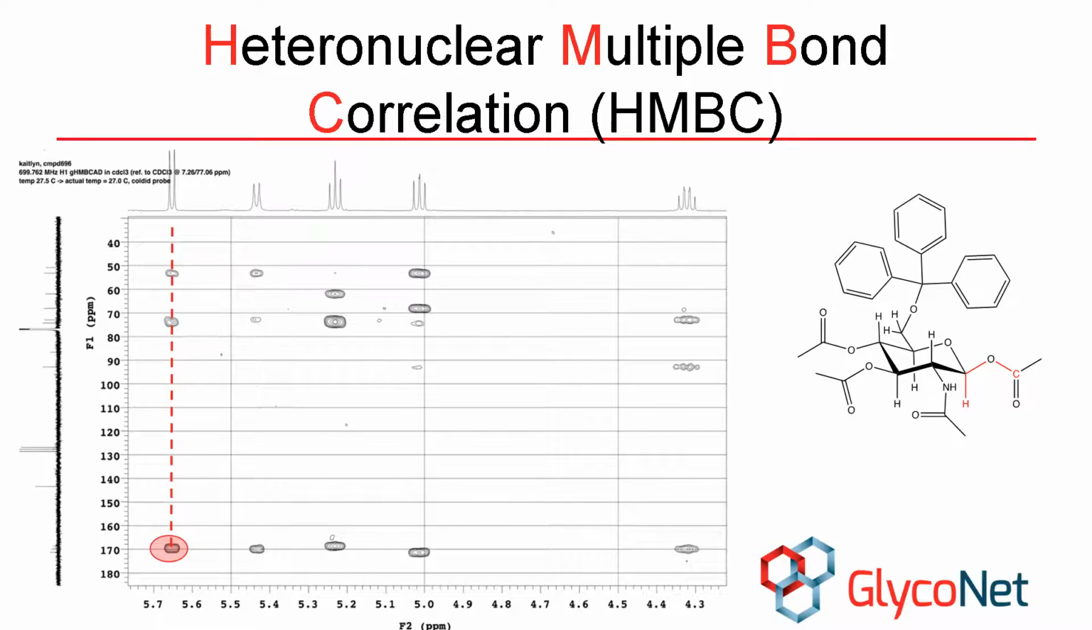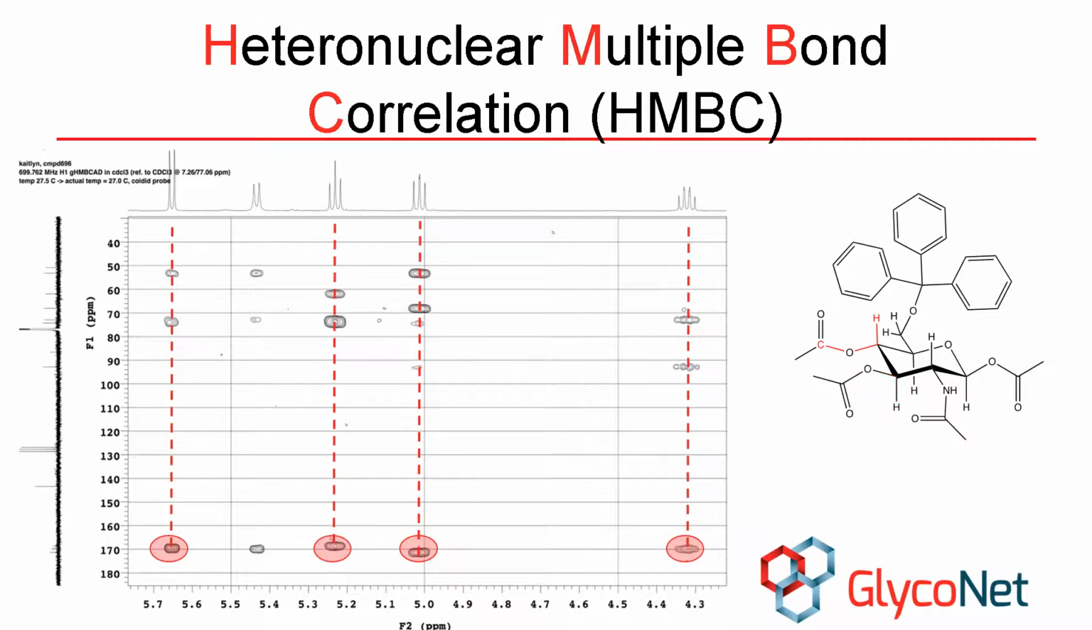In the same way, we can look at the vertical of the proton at position 2. We see that it also couples to a carbonyl, and we know from the HMQC that the carbon at position 2 is adjacent to a nitrogen atom. So by using the information from the HMQC and HMBC, we can deduce that this sugar is N-acetylated at position 2. A similar analysis can be done for the proton at position 3 and the proton at position 4, each indicating that the hydroxy groups are acetylated.